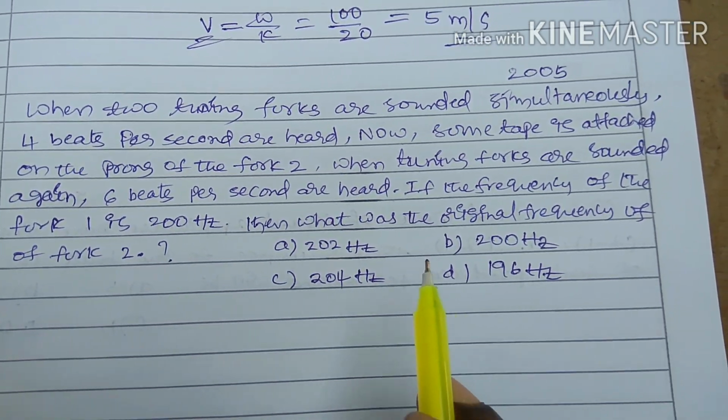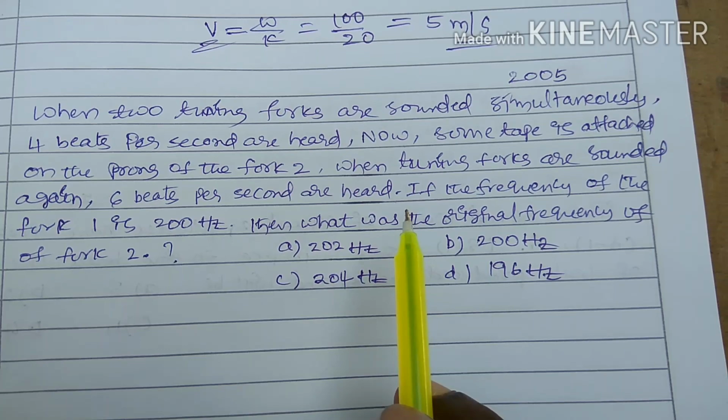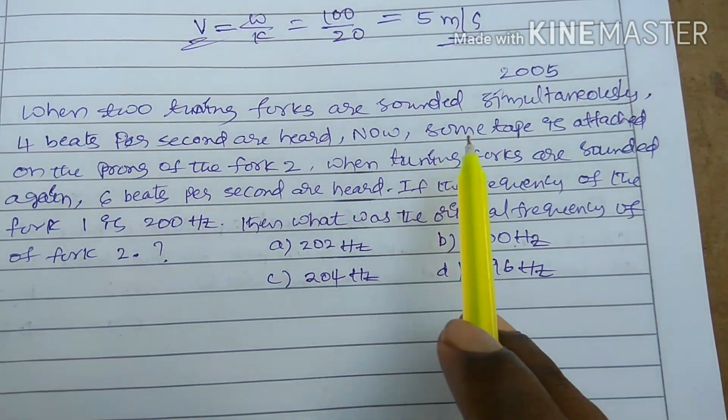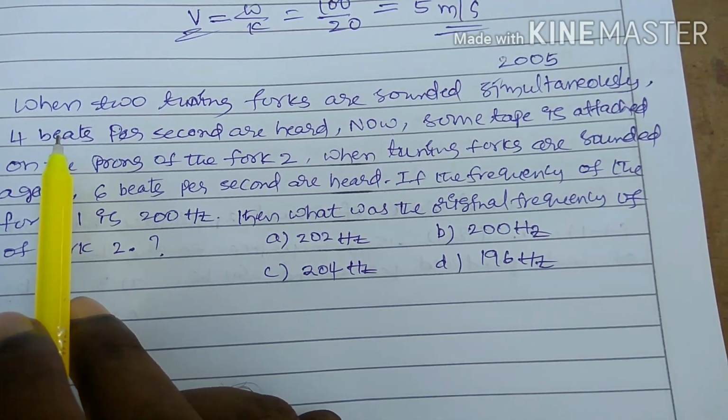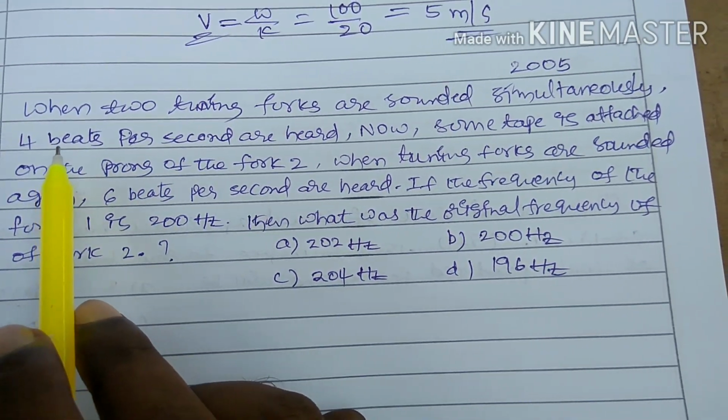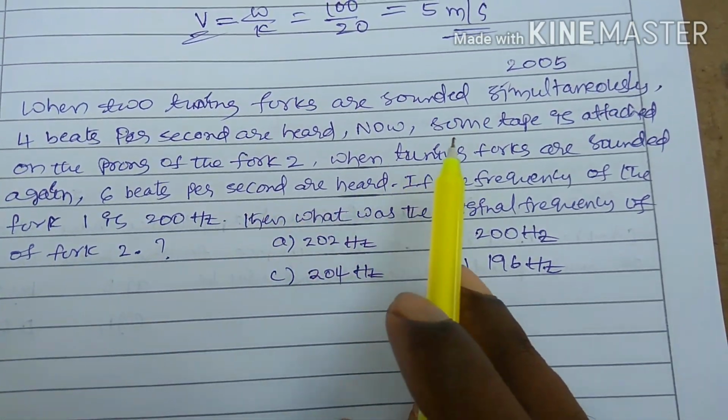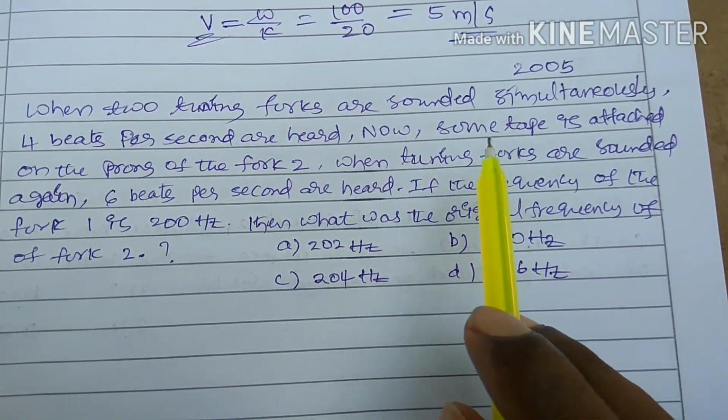So here, if two forks at first beat with each other, then the beat frequency, or beats per second, is 4, and after some time some tape will be attached.